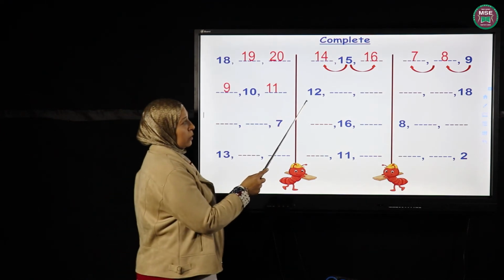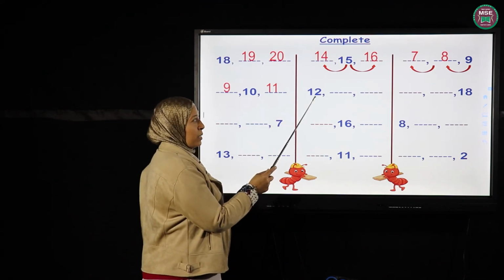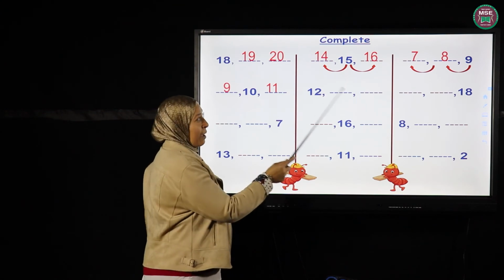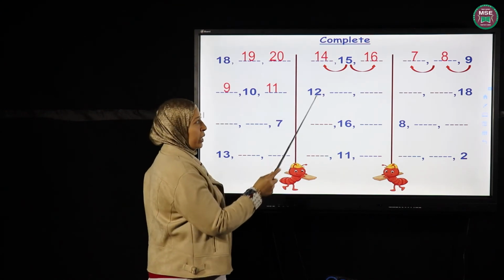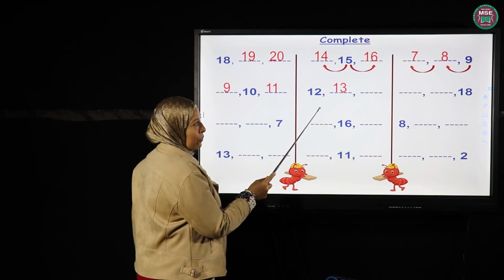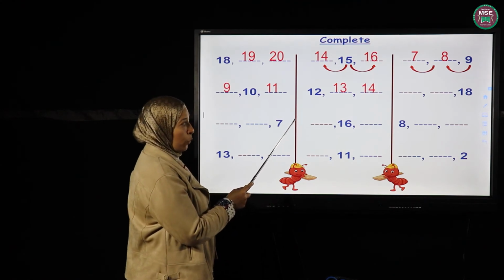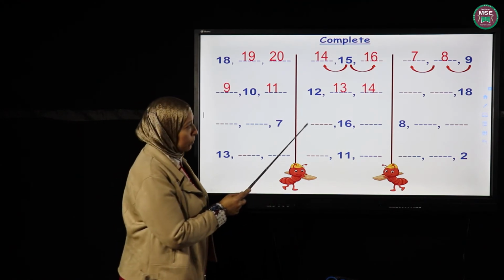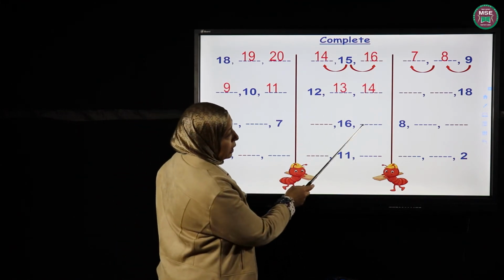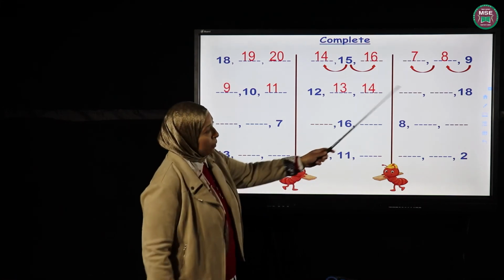Okay, this is what 1 and 2 makes? Yes, 12. I have spaces after or before? No, it's after. I'm going to count forward. After 12, 13, 1 and 3, and after 13, 14, 1 and 4. Easy? Yes, it is. Okay. Now, look at the next one here. Also, it's just like the same one up here.